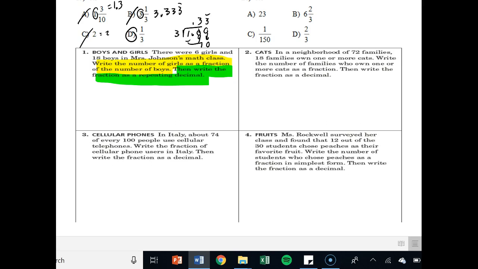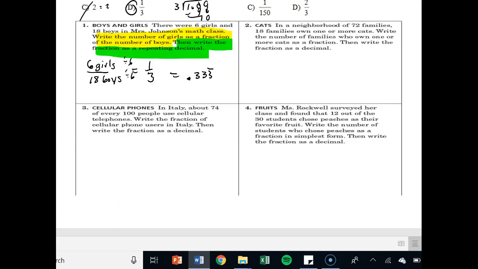All right, so it's 6 girls to 18 boys. So it might be helpful to simplify this first, right? So divide by 6, right? Because that will give us 1/3. And now it says write that as a repeating decimal. We just did that up in the last problem, right? So that is as a repeating decimal 0.333 repeated because we've memorized what 1/3 was, right? You could show the long division if you really wanted to.